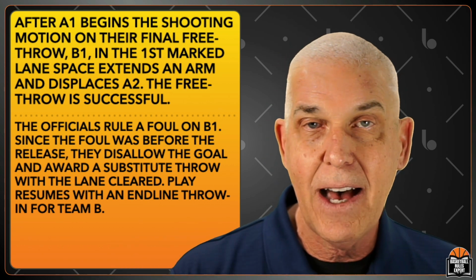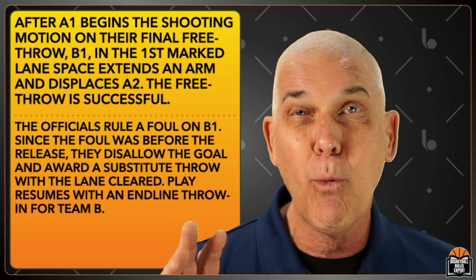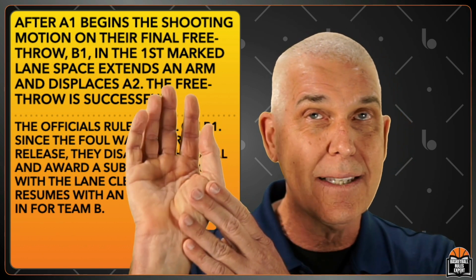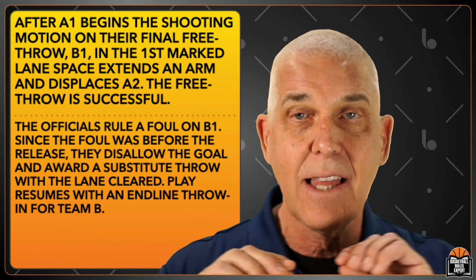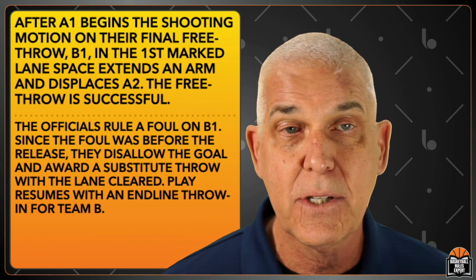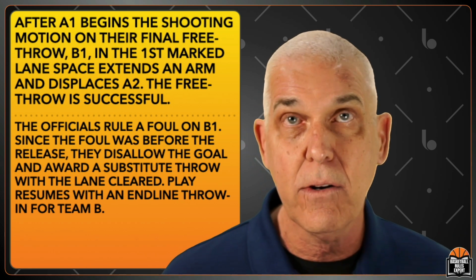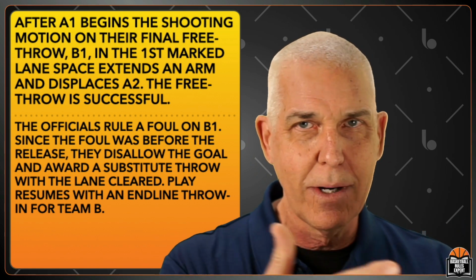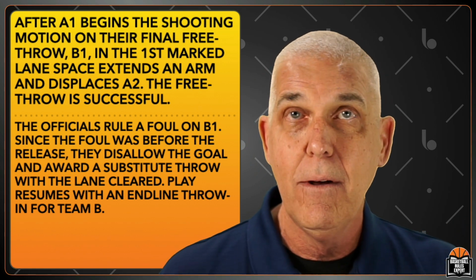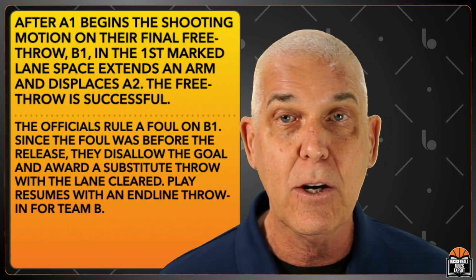The officials rule a foul on B1, and since the foul was before the actual release of the free throw, they disallow the goal and award a substitute free throw with the lane cleared, because I assume then we are going to administer the foul for B1, right? And that would be correct.